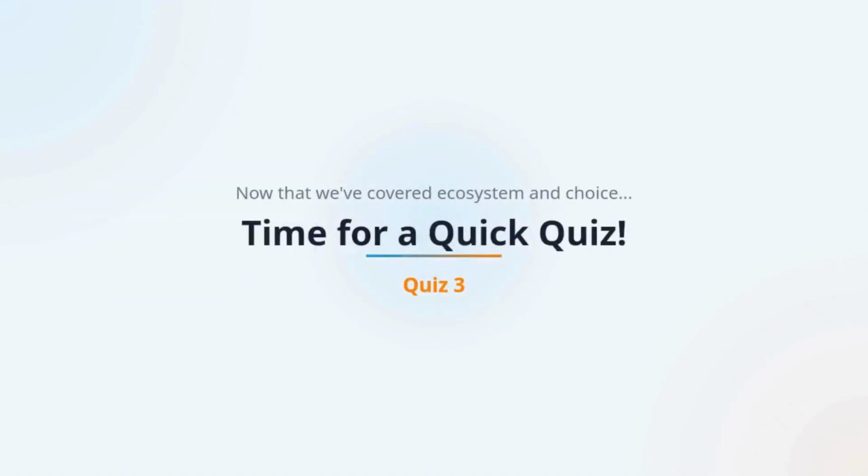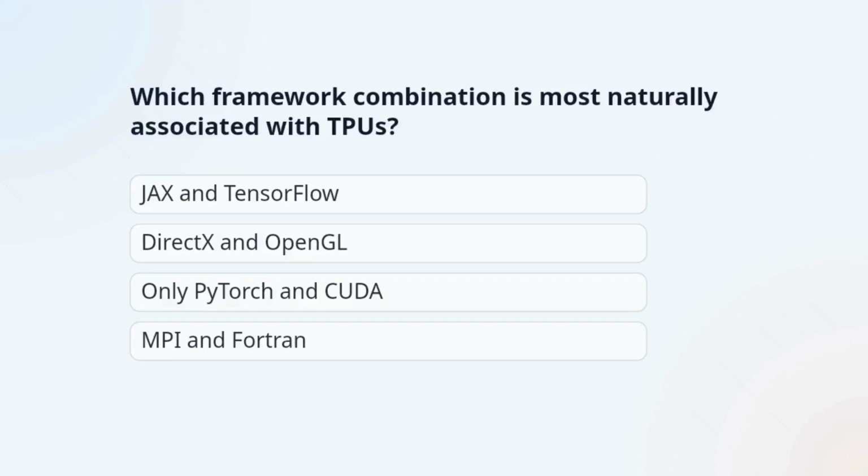needs. Now that we've covered ecosystem and choice, let's test what we've learned so far. Here's quiz number 3. See if you can get it right. Question 1. Which framework combination is most naturally associated with TPUs?